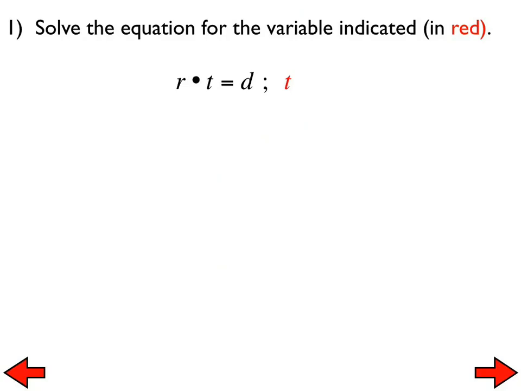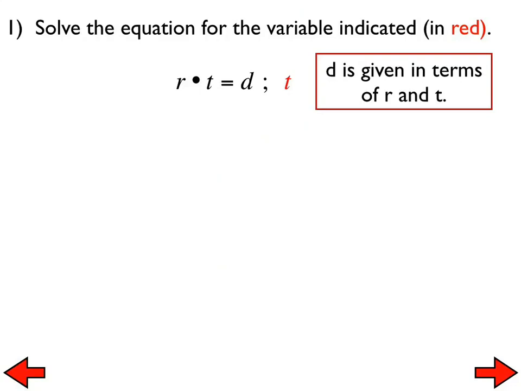Mason? Divide r by both sides. Yeah, we have r times t. In order to undo the r times, we would divide both sides by r. So right now, this equation is d given in terms of r and t. And we'll work a little bit on phrasing things like that after a few problems. But we want to get t by itself.